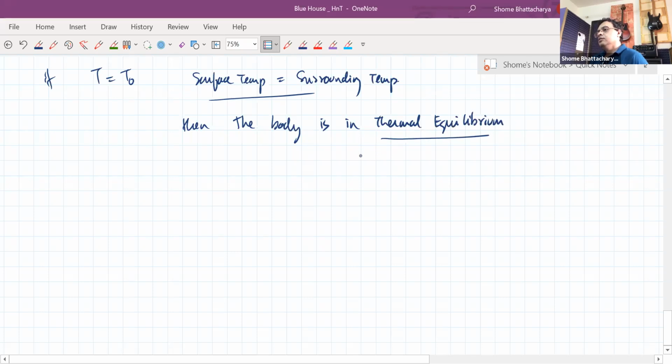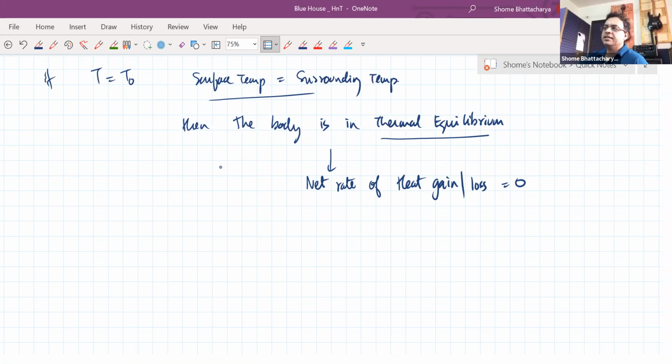Sir, in this kind of thermal equilibrium, will there be emission or absorption? See, both will be taking place simultaneously. So the net rate of heat exchange will become zero. The net rate of heat gain or loss, whichever be the case, should be zero. Absorption and emission simultaneously keep taking place continuously in such a way that they completely balance each other. Whatever heat per unit time the body is gaining by absorption, the same amount of heat per unit time it will lose by emission.